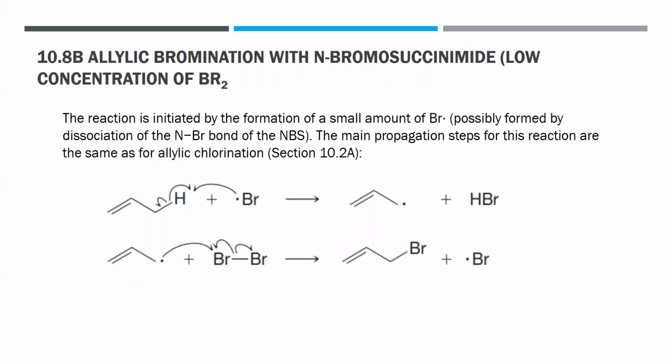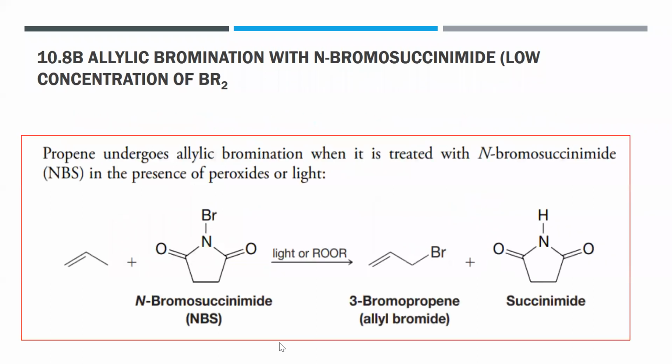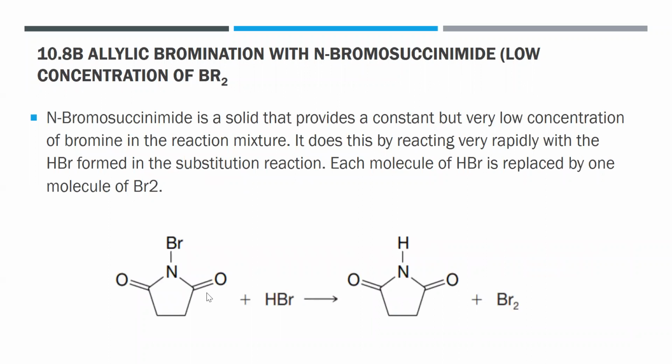So that is how it is formed. Here in the reaction, you notice that our source for Br is the N-bromosuccinimide. So let's look at the reaction of N-bromosuccinimide. N-bromosuccinimide is a solid that provides a constant but very low concentration of bromine in the reaction. So what happens actually in the presence of HBr, we obtain Br2 here. It does this by reacting very rapidly with the HBr formed in the substitution reaction.